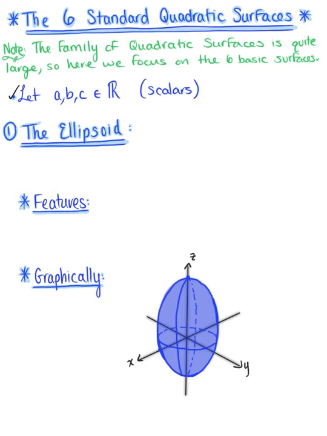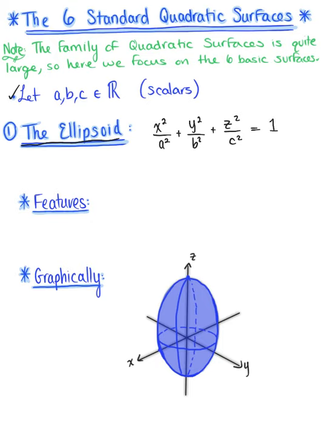And for each one of these quadratic surfaces, I'm going to center them at the origin, but keep in mind that they can be centered at any arbitrary point. So our first surface is the ellipsoid, and it is defined as x squared by a squared plus y squared by b squared plus z squared by c squared is equal to 1.